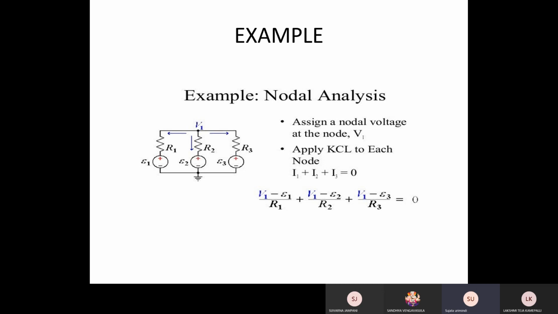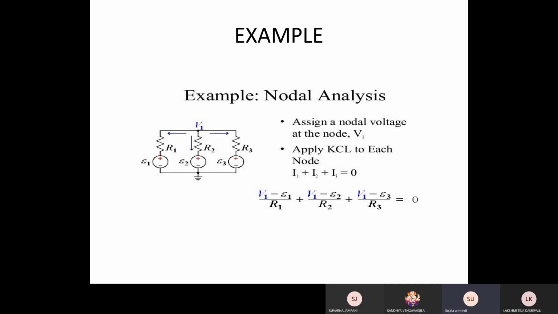So when R1 is there, some voltage will be connected here, or R2 voltage will be connected here, and R3 voltage will be connected there. So when you write down the equation for the KCL, we know that according to Ohm's law, I is equal to V by R. Suppose E1, E2, E3 are not there, then simply we take V1 by R1 plus V1 by R2 plus V1 by R3.